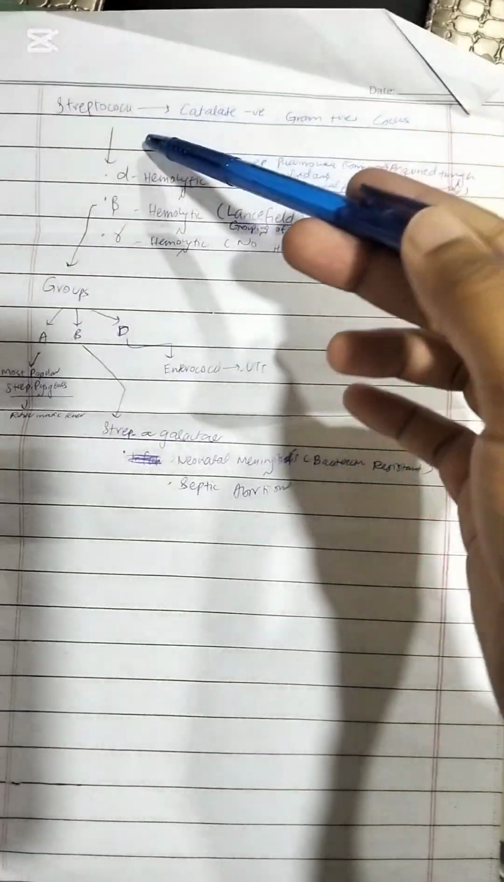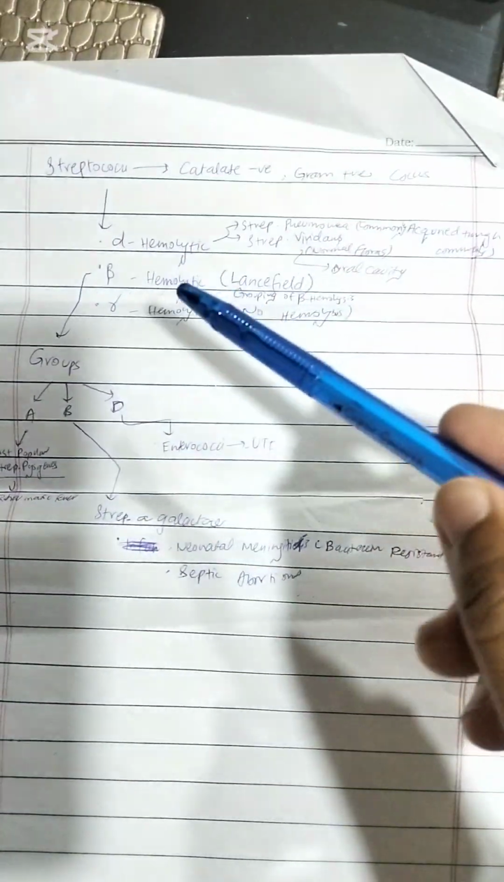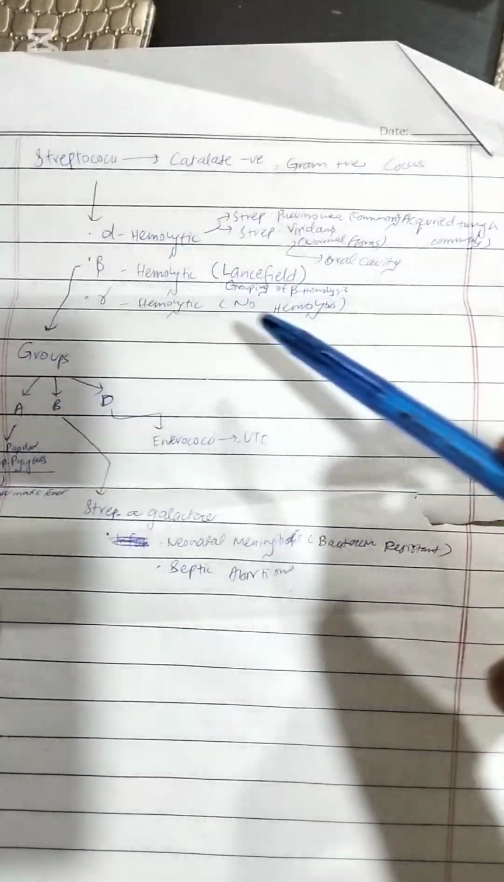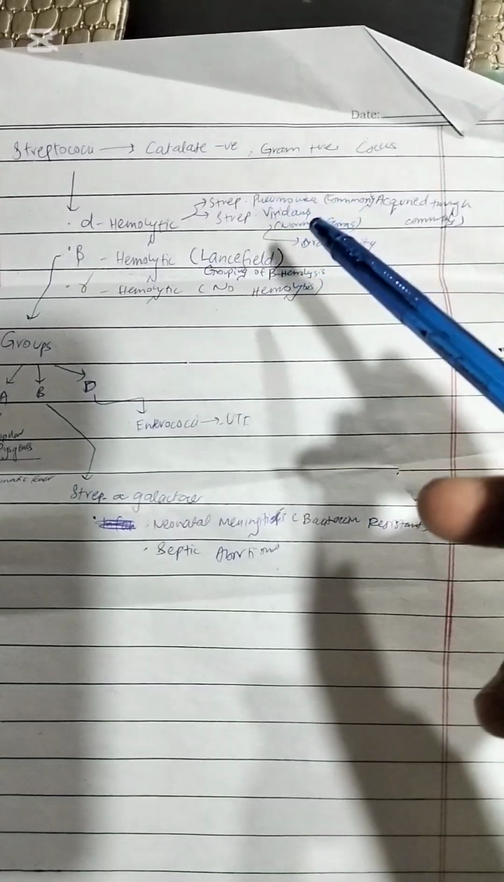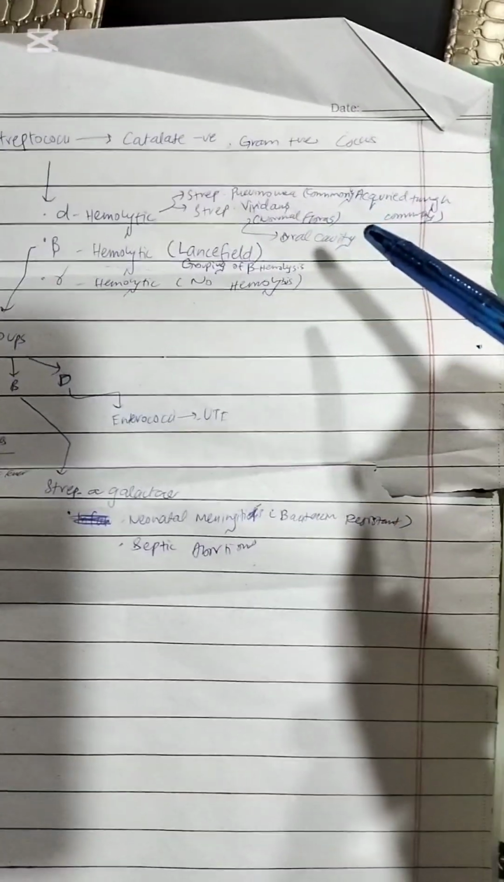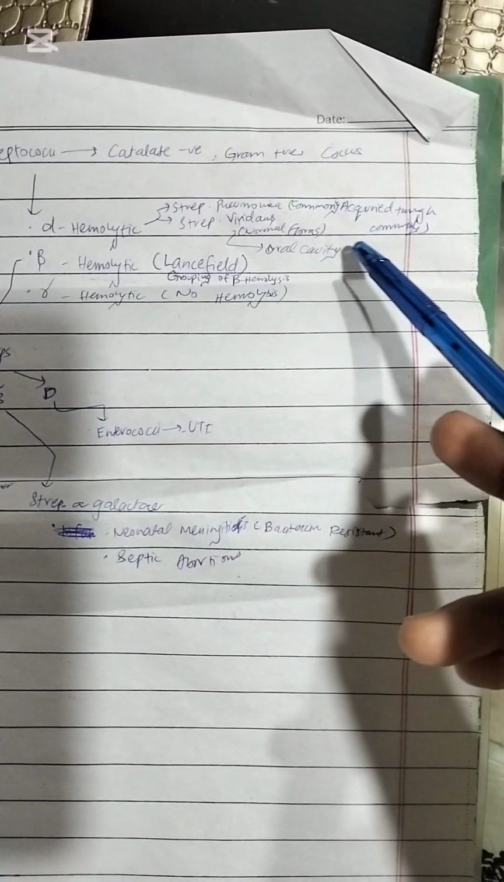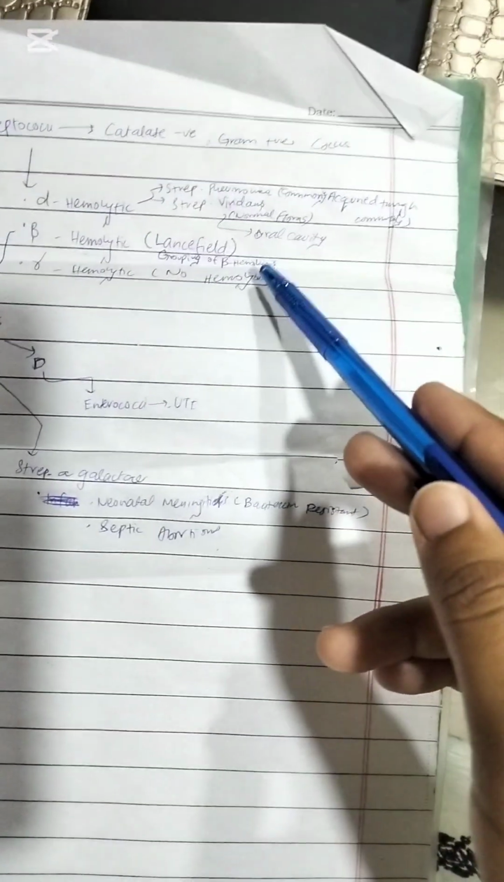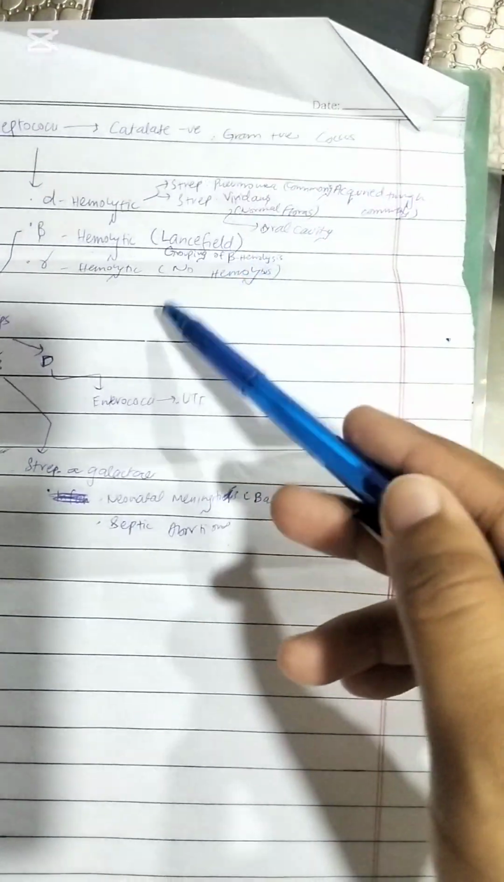Now let's talk about Streptococci again. So if you remember, Streptococci was catalase negative and gram-positive. It can be divided into further three groups, which is alpha hemolytic, beta hemolytic, and gamma hemolytic. For alpha hemolytic, we have PV, which are Streptococcus pneumoniae and Streptococcus viridans. Streptococcus pneumoniae is very common and it can be acquired through community. Streptococcus viridans is a normal flora which is present in the oral cavity.